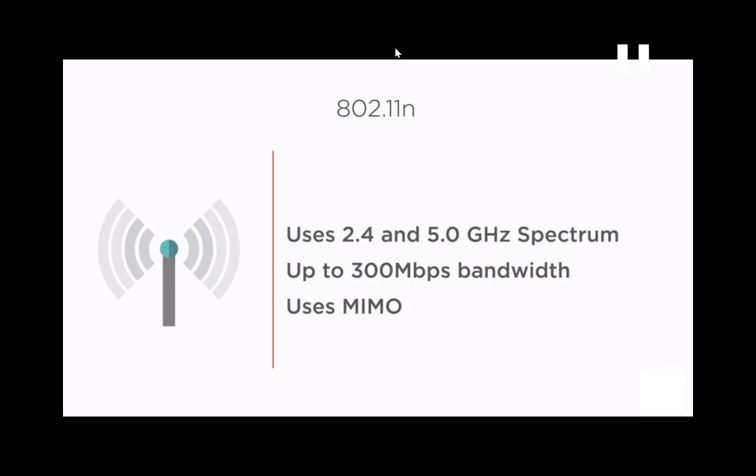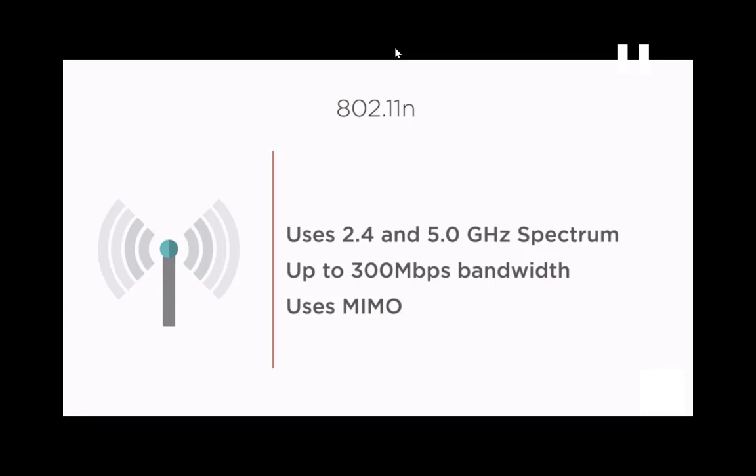Now after that we have 802.11n, and this technology is still used in some places, but it is also obsolete. It uses both the 2.4 and 5 gigahertz bands. It has a speed up to 300 megabit per second. But it also uses a technology which is called MIMO.